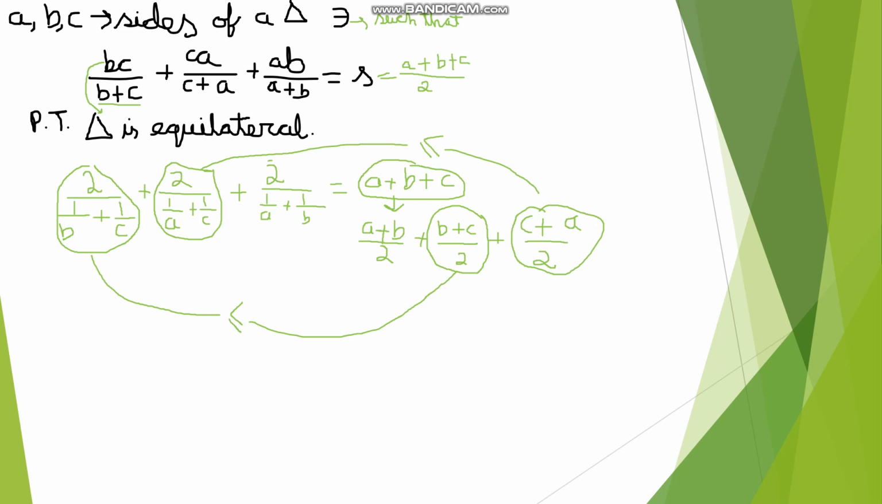Now let's check these terms. This is again less than or equal to this. This is the AM of A and B, this is the HM of A and B. This is the AM of B and C, this is the HM of B and C. This is the AM of C and A, this is the HM of C and A. This leads us to the conclusion that the RHS is always greater than or equal to the LHS.